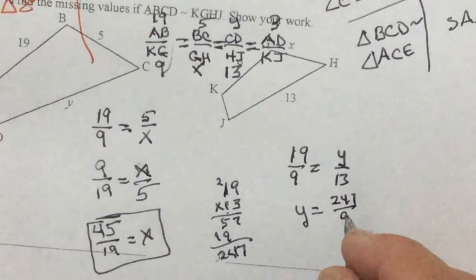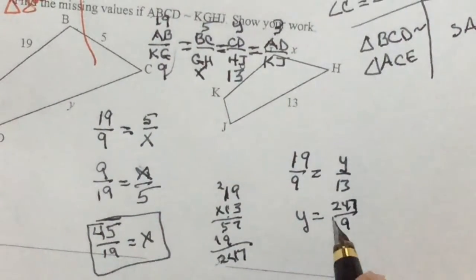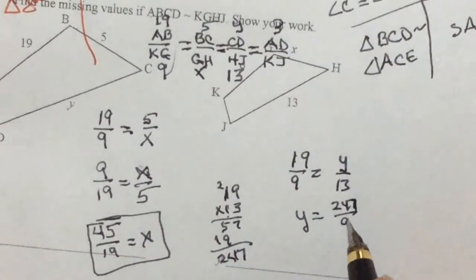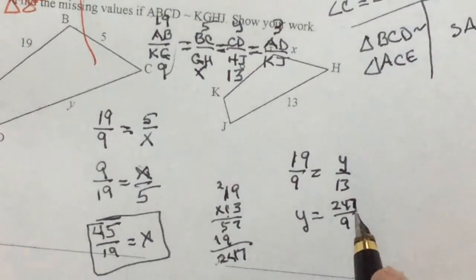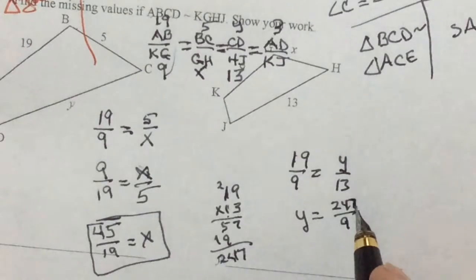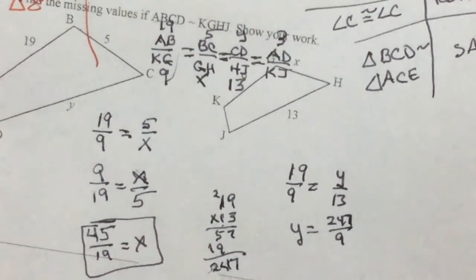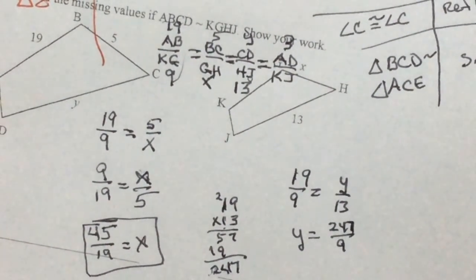247 over 9. Okay. And I know that this is not divisible by 9 or by 3. Because if I add the digits up, 2 plus 4 plus 7, I get 13. That's not divisible by anything. So a couple of sort of odd-looking fractions turn out to be the right answers.